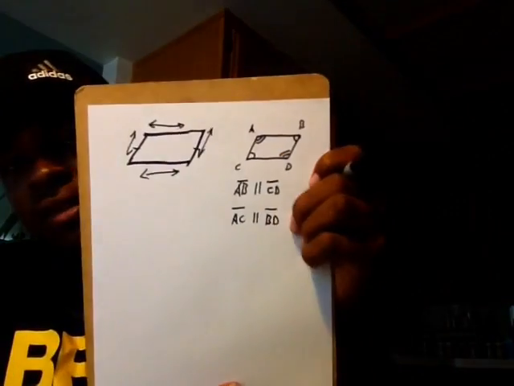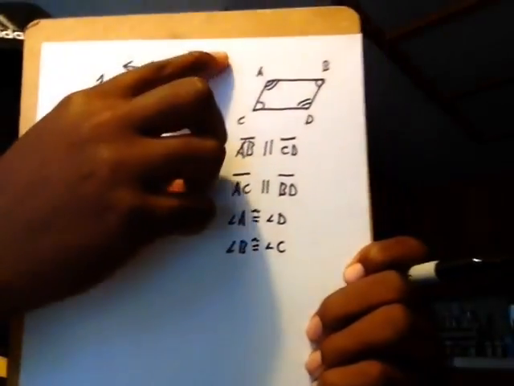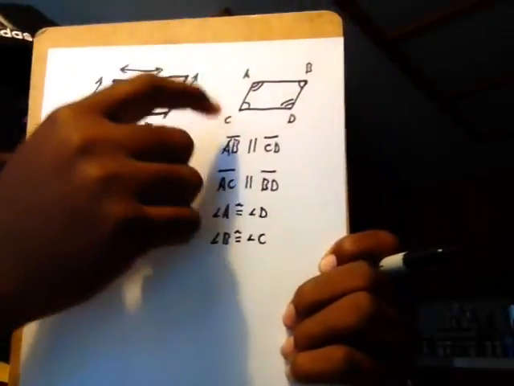Alright, and then the opposite angles are congruent. So basically what that means is, I drew it like this. Now I'm about to label it for you. Angle A is congruent to angle D. Angle B is congruent to angle C. Cool. Alright, so that's basically its properties, and there we go.